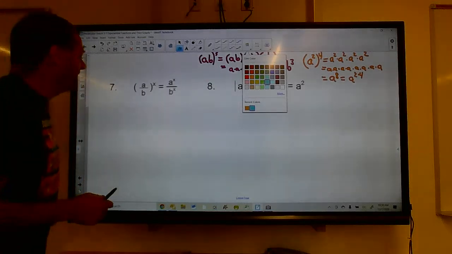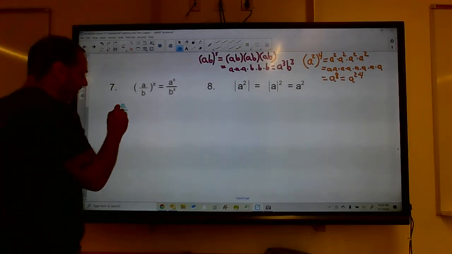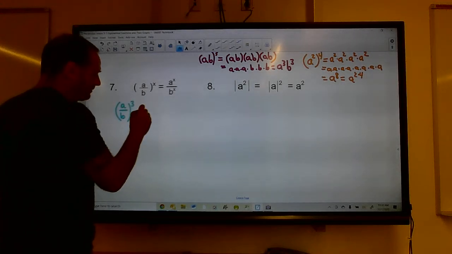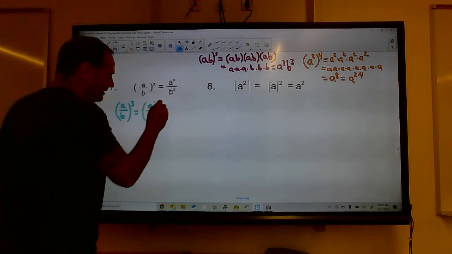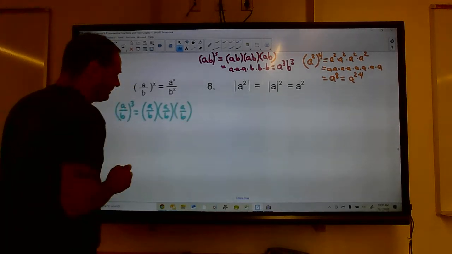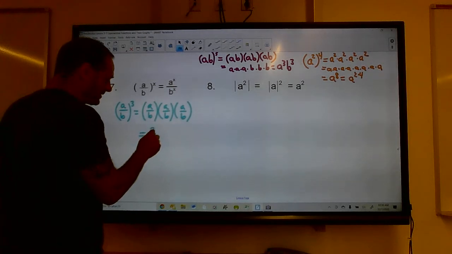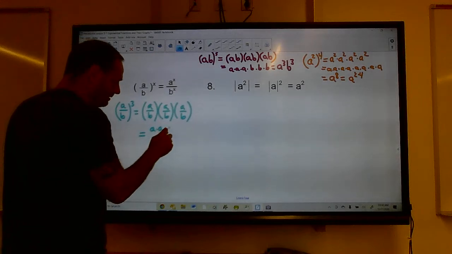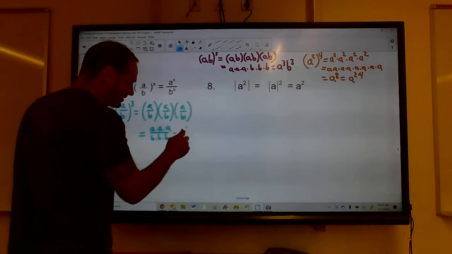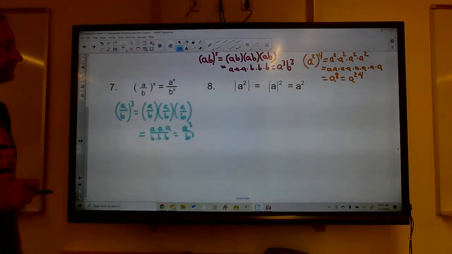Similar here, a over b to the x power. Let's say we had a over b to the third power. Okay, that's going to be a over b times a over b times a over b. So when I multiply fractions, I multiply the numerators, that's a times a times a. And I multiply the denominators, that's b times b times b. Well, that's just a to the third over b to the third. So it fits the pattern here.